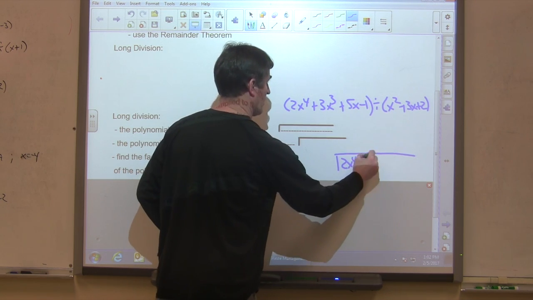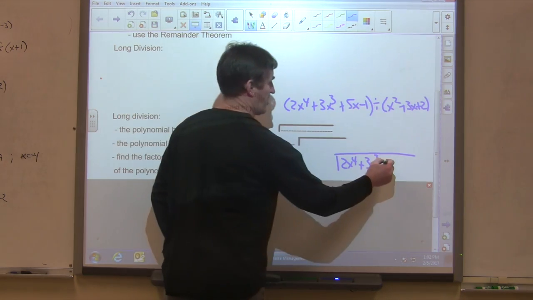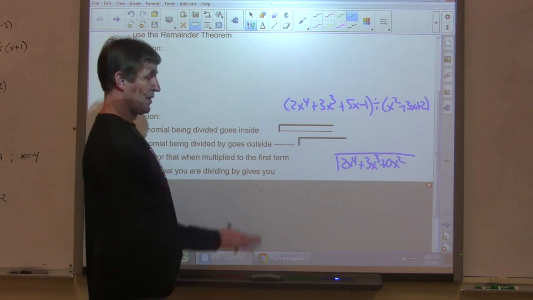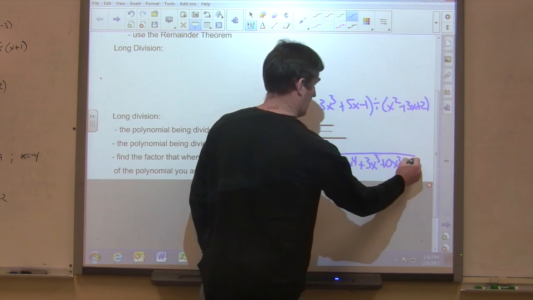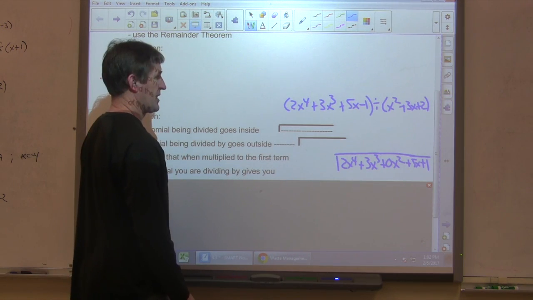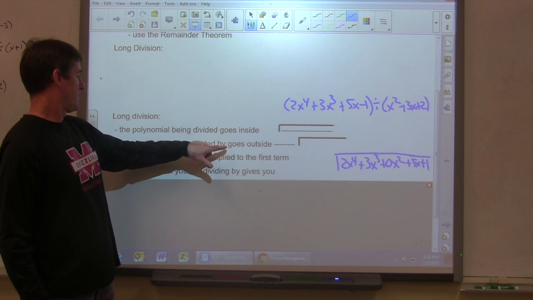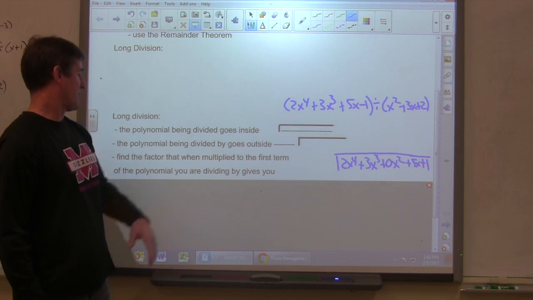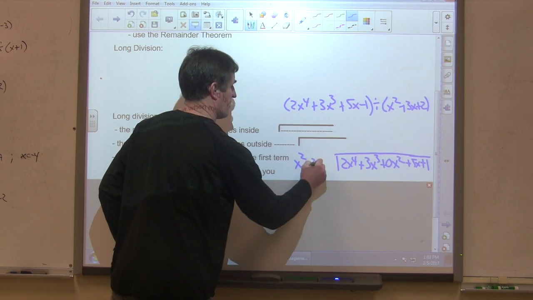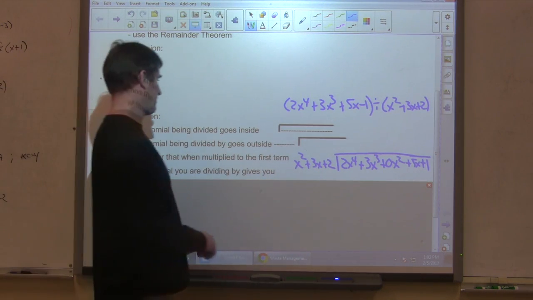2x to the 4th plus 3x cubed. Now, you see we don't have an x squared. It's a good habit to get into to just put all the powers, even if they're not there, because you'll get things that go underneath that. Plus 5x minus 1. So we're going to put that on the inside. And then the polynomial that we're dividing by goes on the outside. So we're dividing by x squared plus 3x plus 2. So that goes on the outside of the division sign.